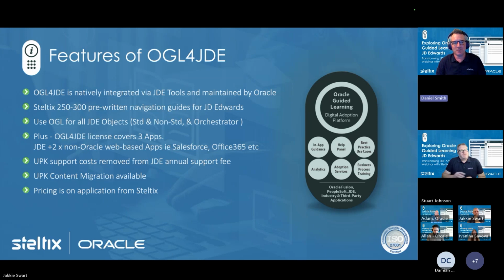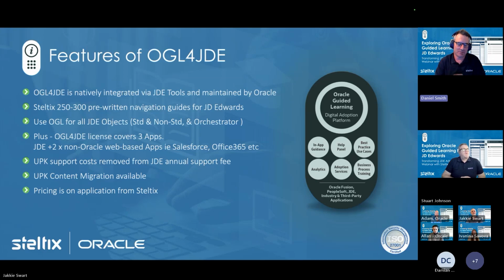It's not just JDE standard objects. It works on your P55, P56 objects, orchestrator. You can configure it as well. And you have an entitlement to other applications. That cannot be understated, how useful that is, particularly if you've got applications that span business processes. They might start in JDE or might start in a CRM application and end up in JDE.